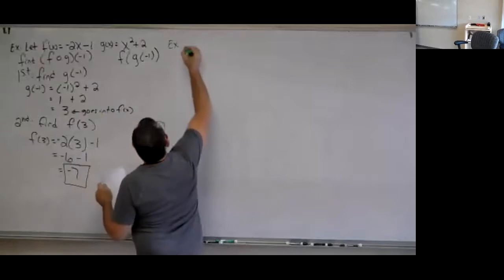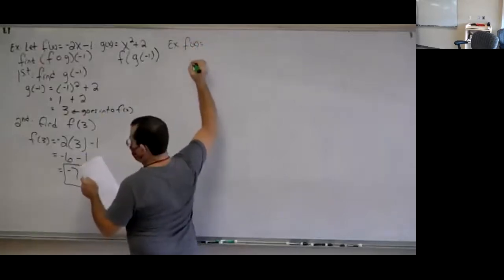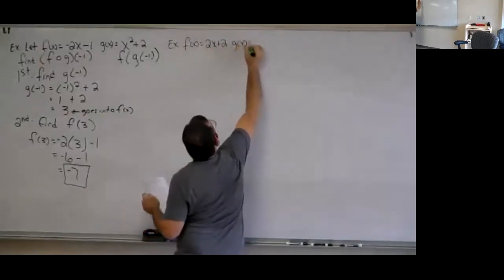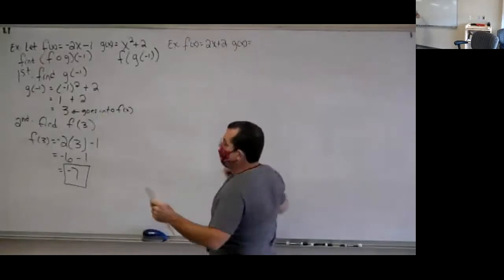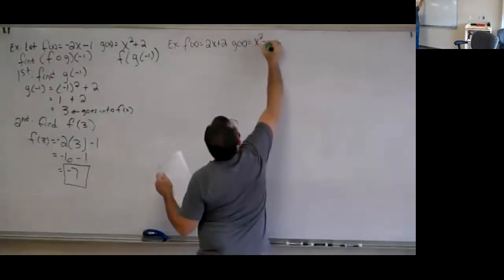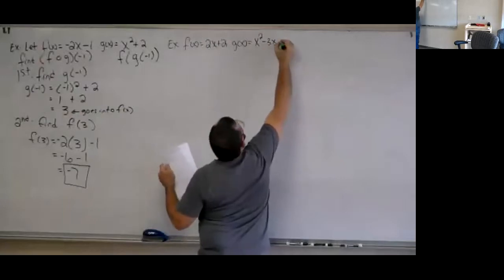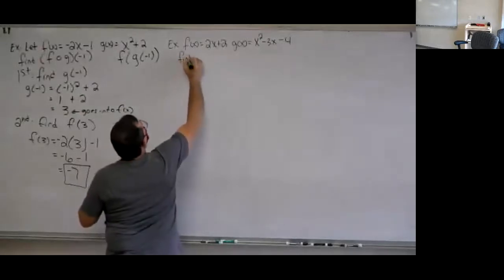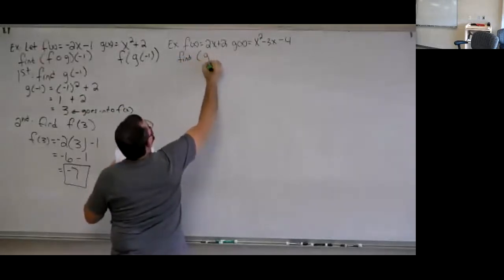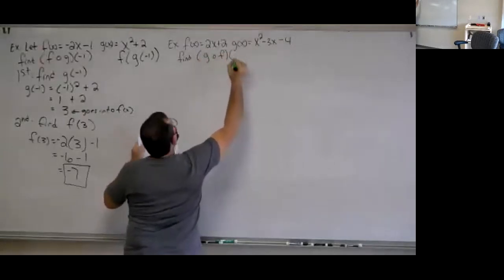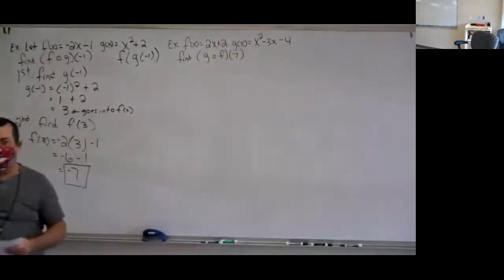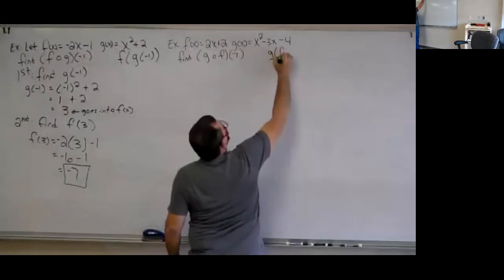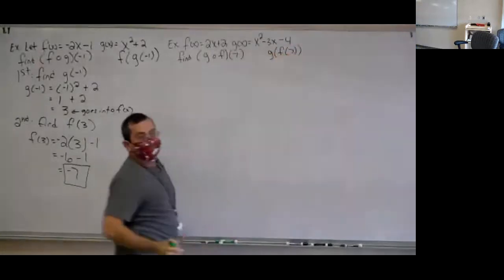All right, this one has F of X equals 2X plus 2. G of X is X squared minus 3X minus 4. This time we're going to find G composed F of 7. So writing this one out, it would be G of F of 7.